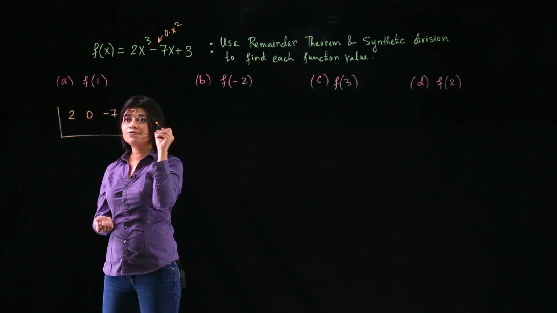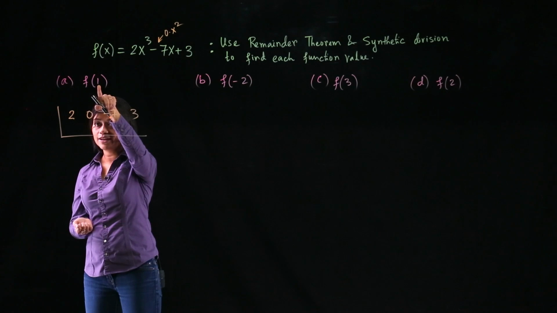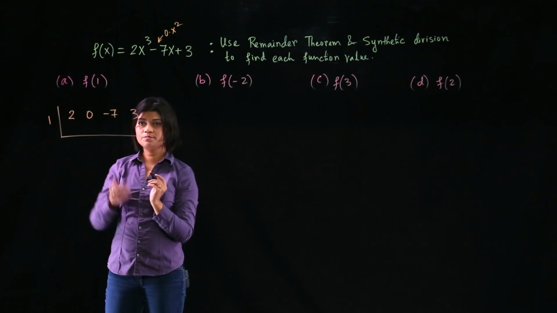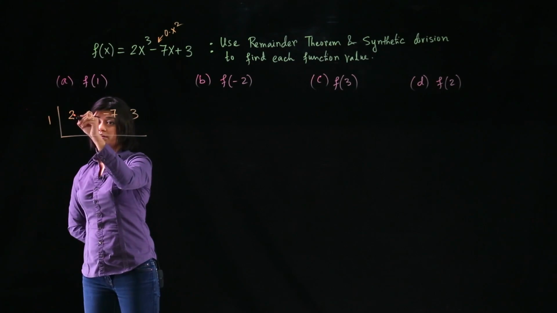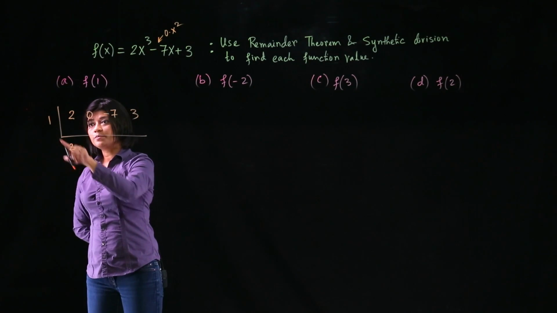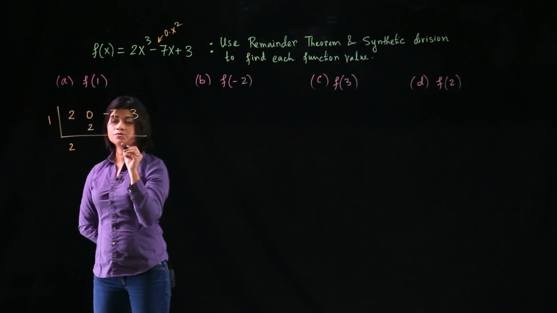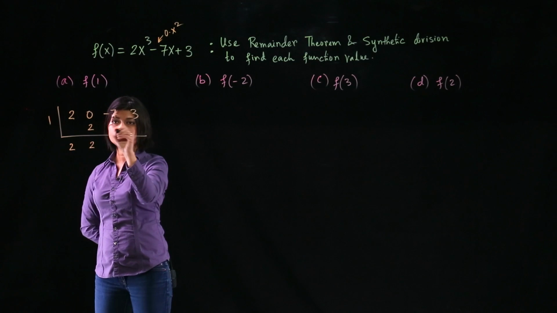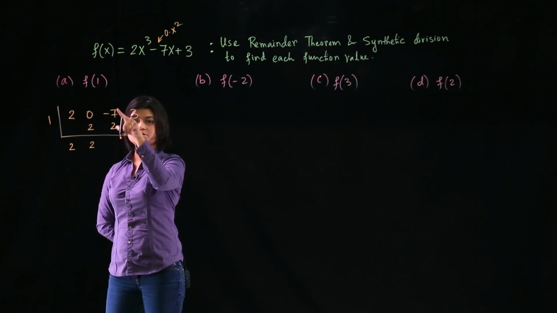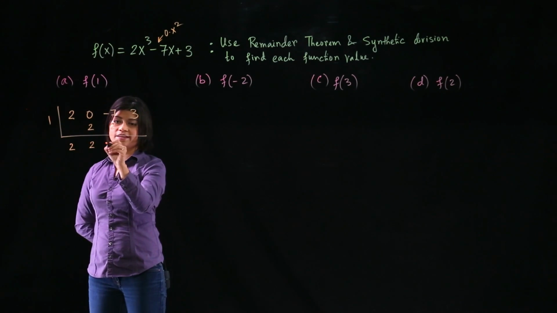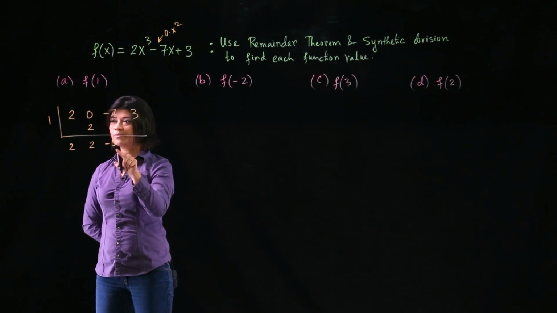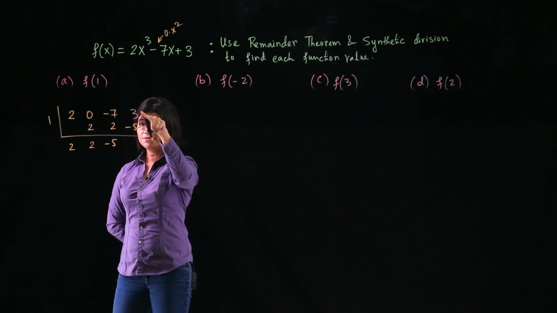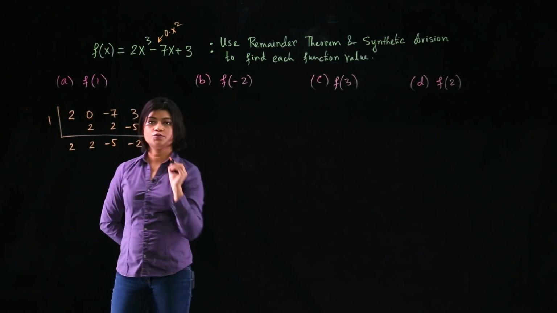And we have to write down this x value. That's the one we use to divide. So let's perform our synthetic division. Bring down 2, multiply 2 times 1, that's 2. Add 2 plus 0 is 2, multiply 1 times 2, that's again 2, add 2 minus 7, so that's negative 5, multiply negative 5 with 1, you get negative 5, add negative 5 and 3, you get negative 2.